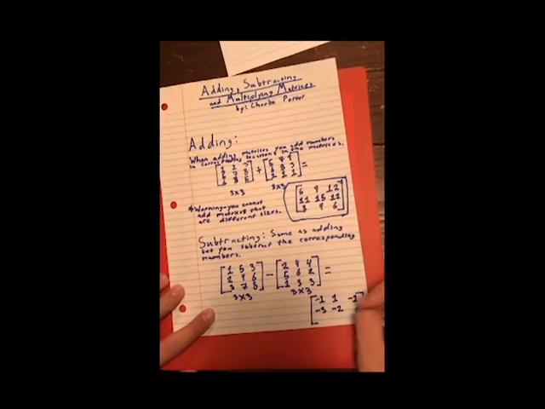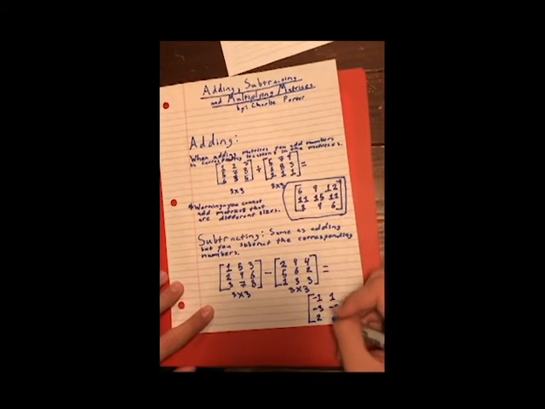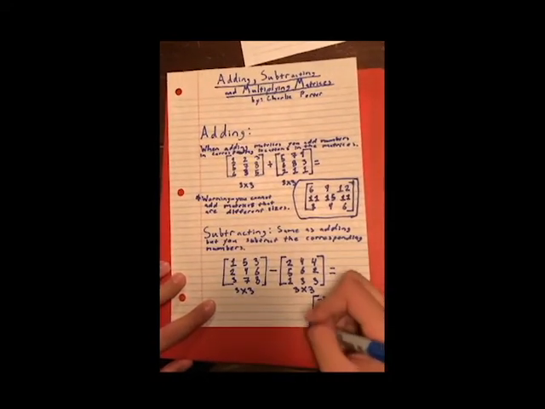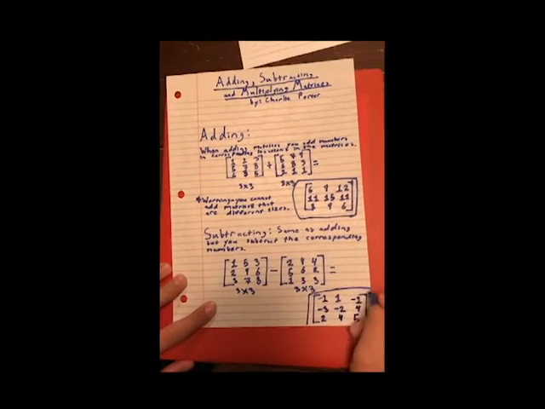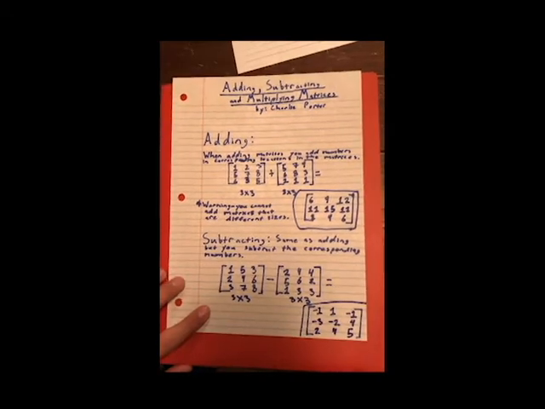6 minus 2 would be 4. 3 minus 1 would be 2. 7 minus 3 would be 4. And 8 minus 3 would be 5. And again, that's your final answer right there, is that matrix.